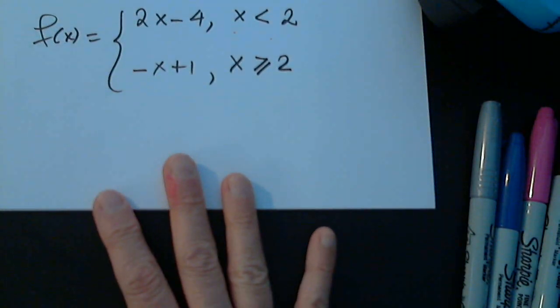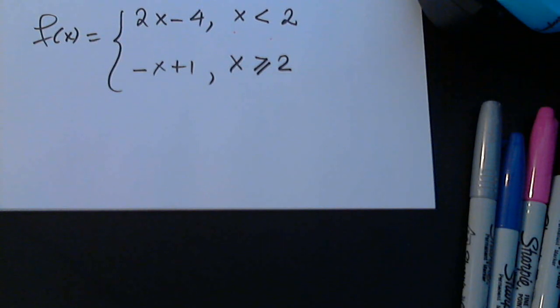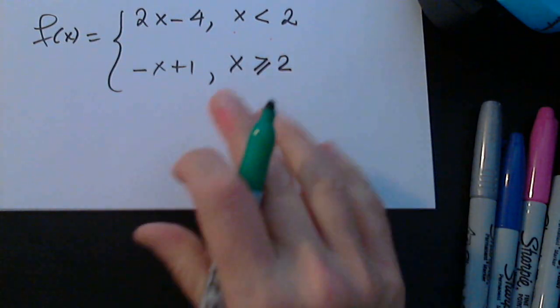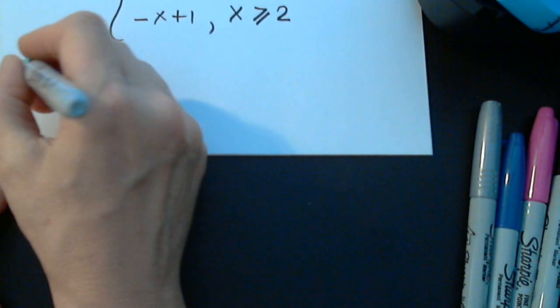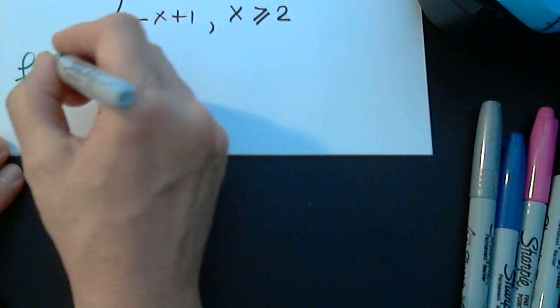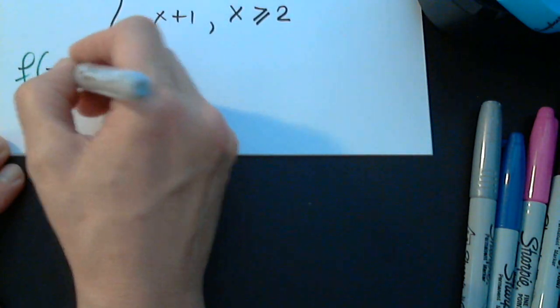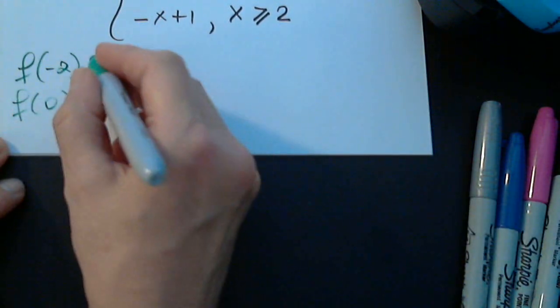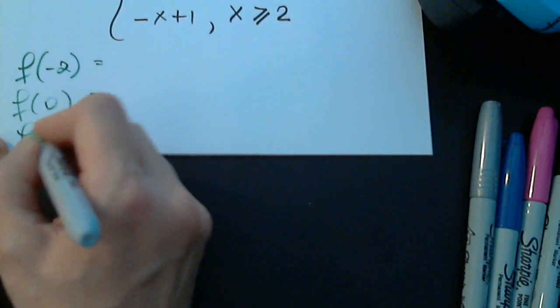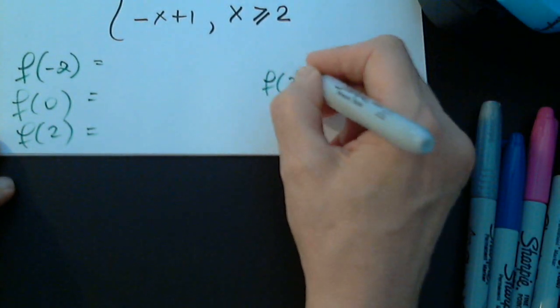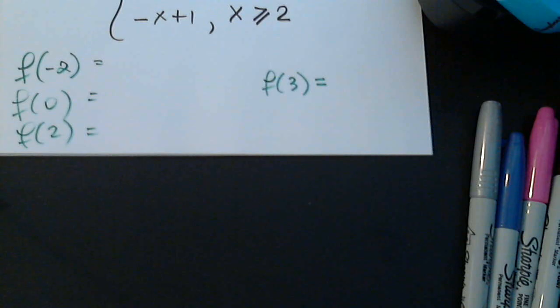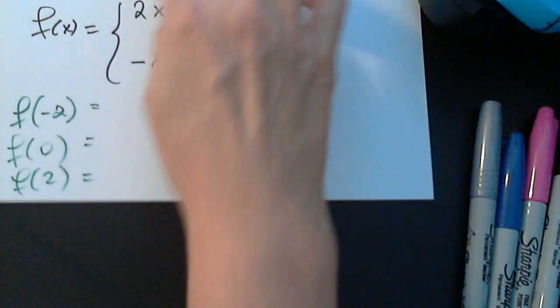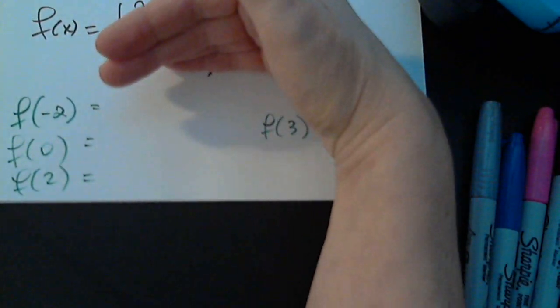First of all, let's evaluate it. And I'm going to pick a few x values. Let's find f of negative 2. Let's find f of 0. And let's find f of 2. And one more, let's find f of 3. So this is our piecewise defined function, defined in 2 pieces.